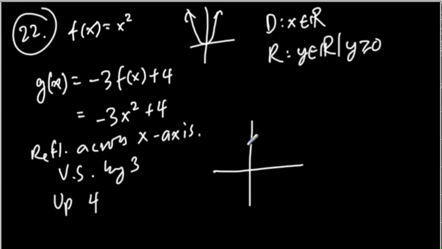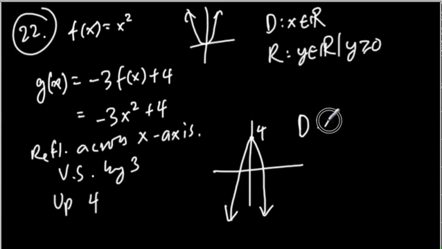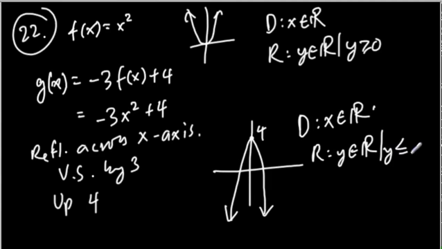So what will it look like? Now this is the original, it's going to go down because of the reflection. It's going to be stretched further, so it's going to be a bit thinner, and then up 4. So here's 4, and there you go. Okay, so domain is x is an element of reals, and range is y is an element of reals, and y is less than or equal to 4. Okay, number 23.